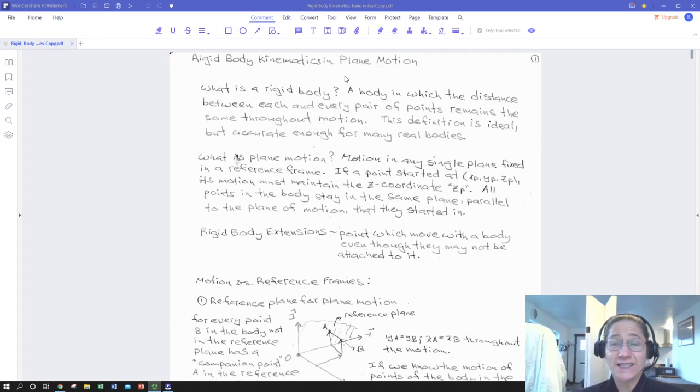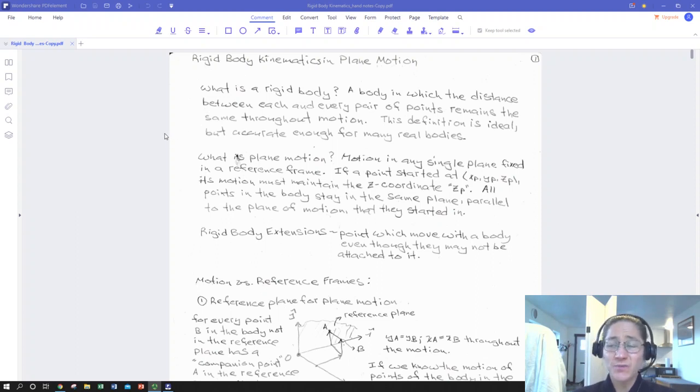Obviously, this is an ideal definition, but it's definitely accurate enough for most real solids. Definitely doesn't apply to fluids and viscoelastic solids and things like that that are undergoing viscous flow or something that is elastically deforming. But for most things that are fairly stiff, most structural materials, a rigid body approximation is pretty accurate. So this is useful. We can apply this more or less directly to several solid materials that we might encounter.